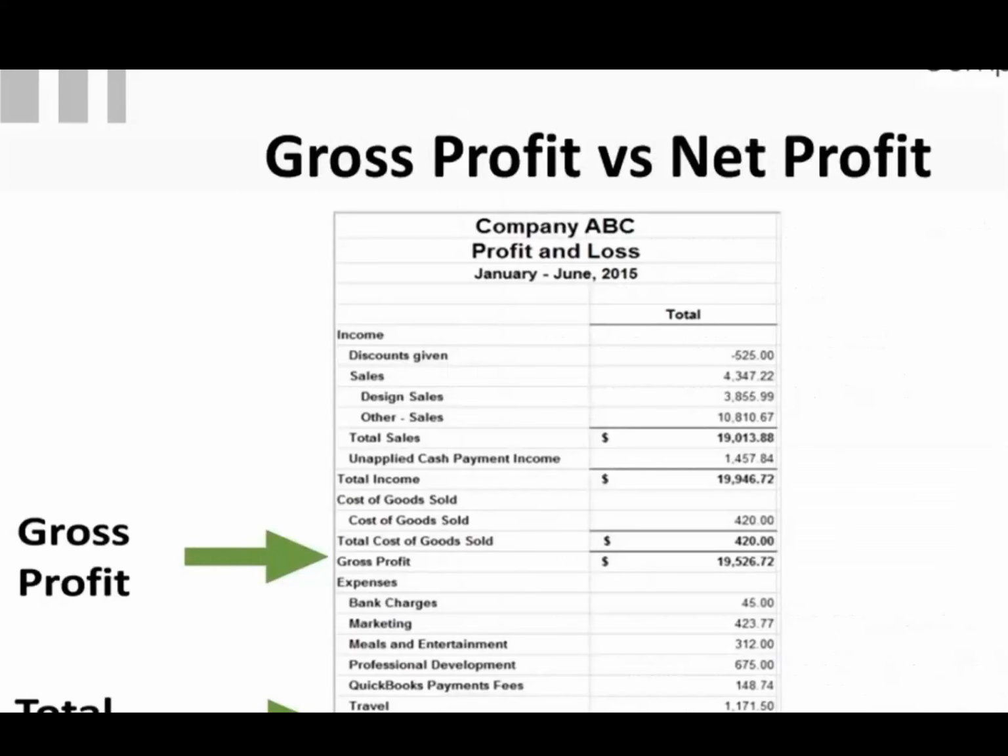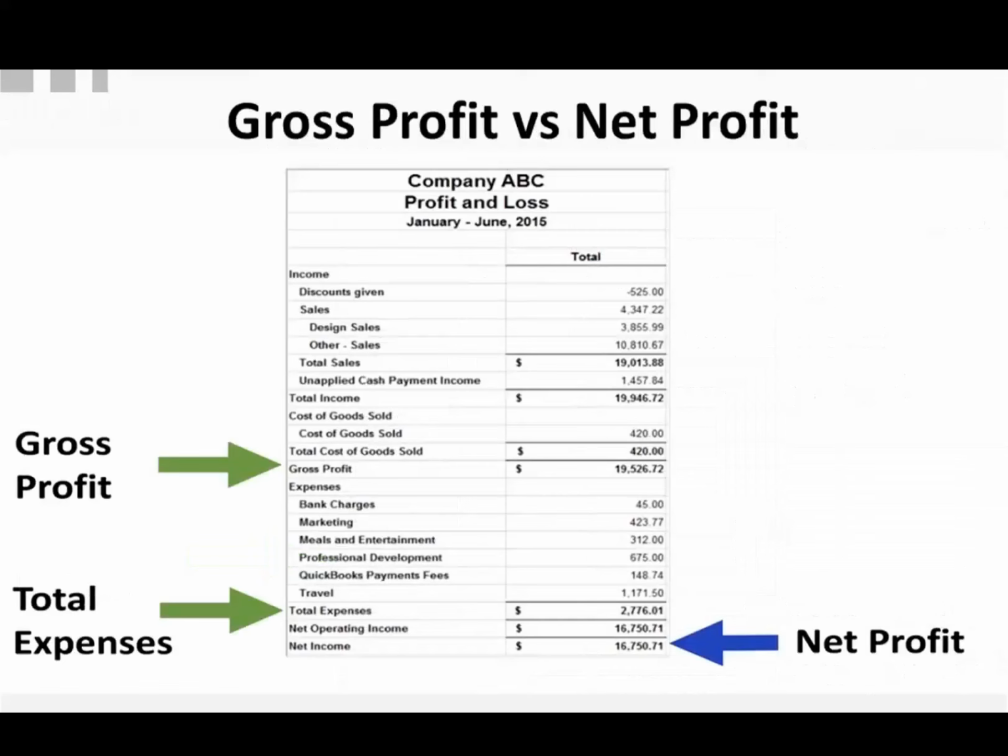So let's take a look at an example here. If we look at company ABC, getting really creative today. So company ABC profit and loss statement, we can see that the total sales was $19,000, and you can see the way that they break out their sales. So we're tracking design sales versus other sales, and we gave discounts on sales, so we're factoring that in as well, taking it out of our income. It reduces our income. And we have cost of goods for the products that we provided, and the difference between that total income and that cost of goods is our gross profit. So in this case, $19,526.